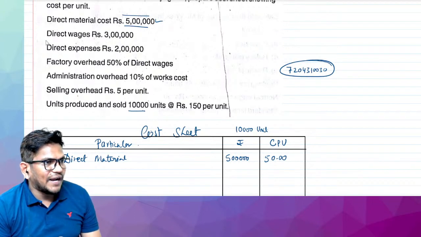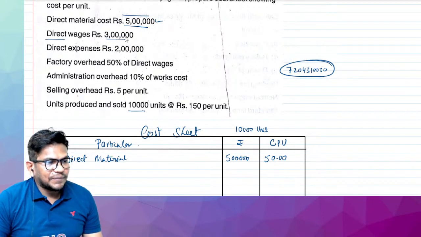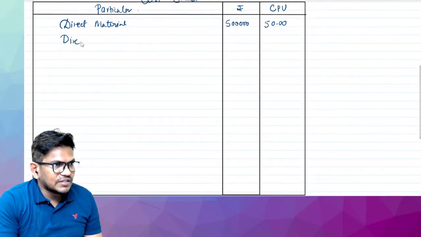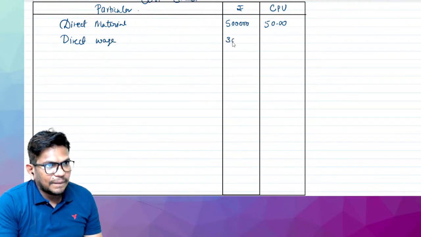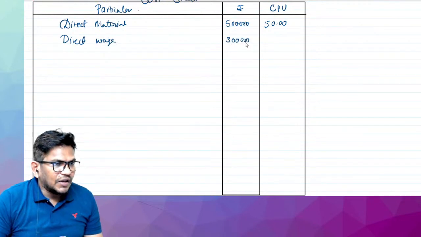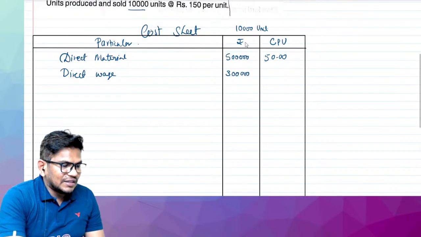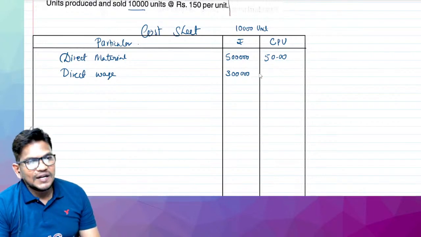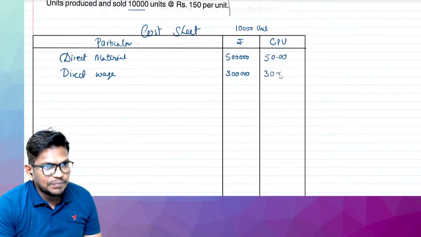Direct wages. How much direct wages we have? 3 lakh. 3 lakh is direct wages. Note down, my dear student. Direct wages is 3 lakh. Now, what is the cost per unit? 3 lakh divided by 10,000. है ना? कितना आएगा बच्चों? How much is that? 30 rupees per unit.